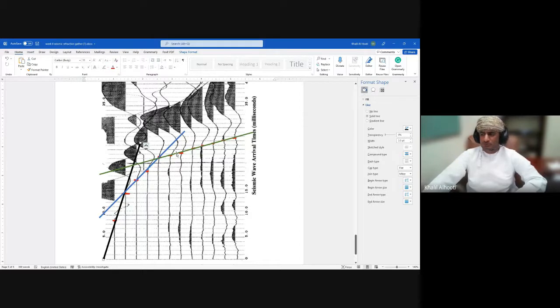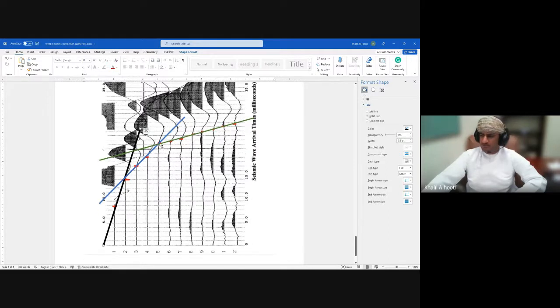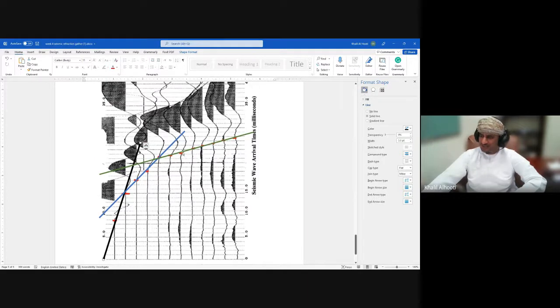Yeah, that's fine. That's a good observation, Nasser, but that's still fine. The most important thing is that your line should be connecting them, and should be going through all those points. The line you draw should try to connect through them all.